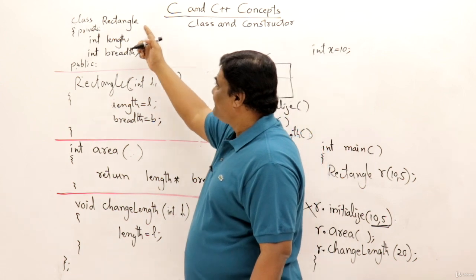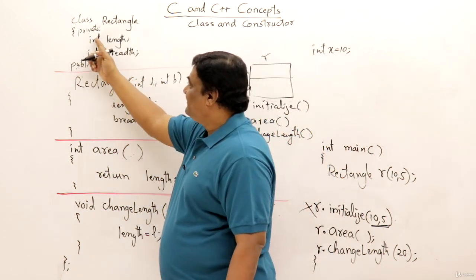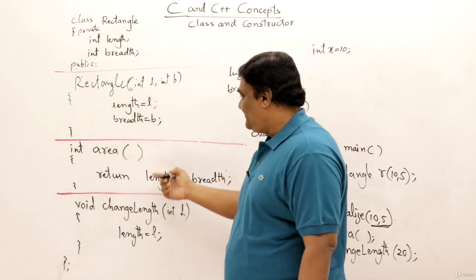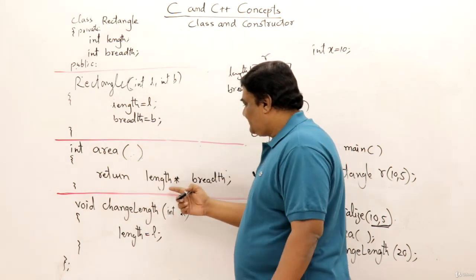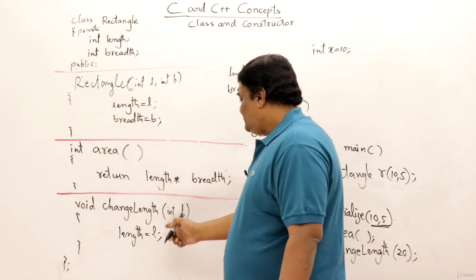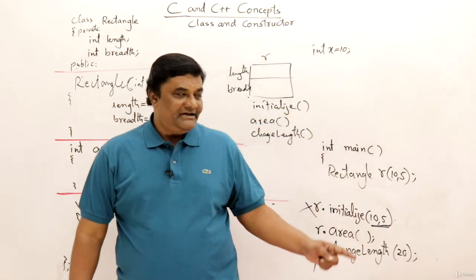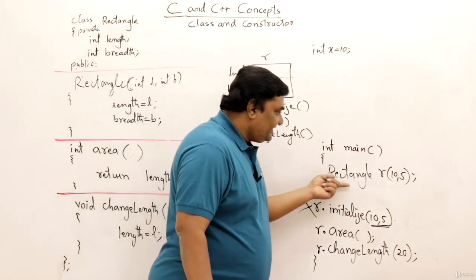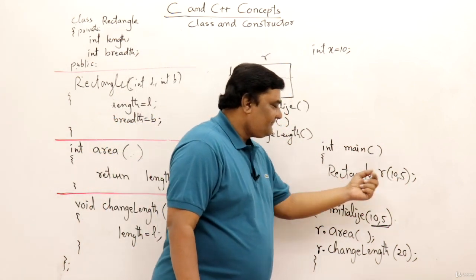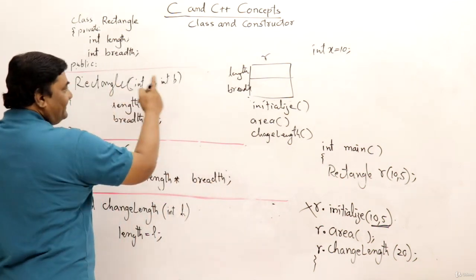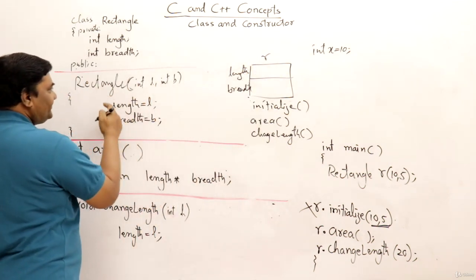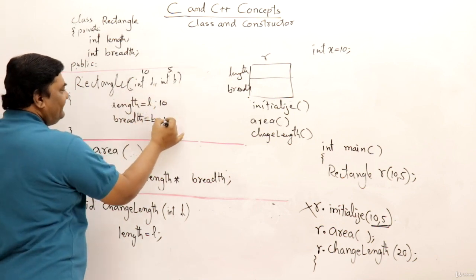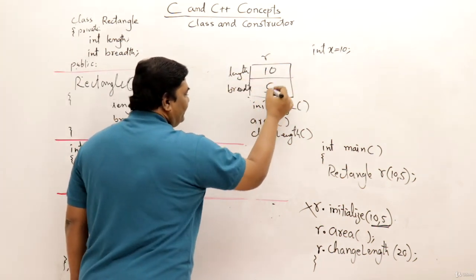Now let us look at the class once again. Rectangle class is having private members and the public member functions. This is a constructor which is initializing the members, an area function which returns the area by calculating length and breadth, and change length. Now these functions are being called here. So let us see the working now. Once we create an object of rectangle by passing 10, 5, then object is created like this and automatically this function is called. This will take 10 and this will take 5. So it will assign 10 and 5. So 10 and 5 are assigned.